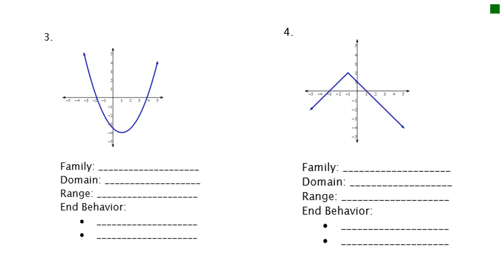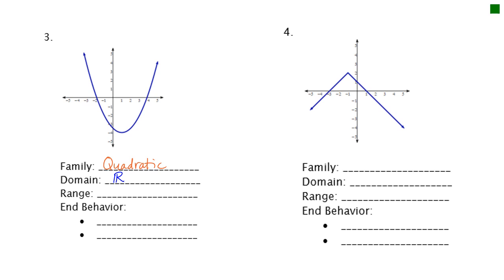Number 3, the family is quadratic. It's called a parabola. The domain is all real numbers because if I extended my lines on each end of the parabola, they would keep getting wider and wider. That means they would cover all of the x values.